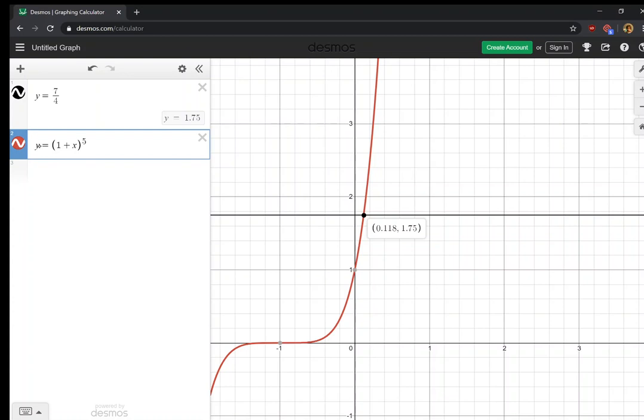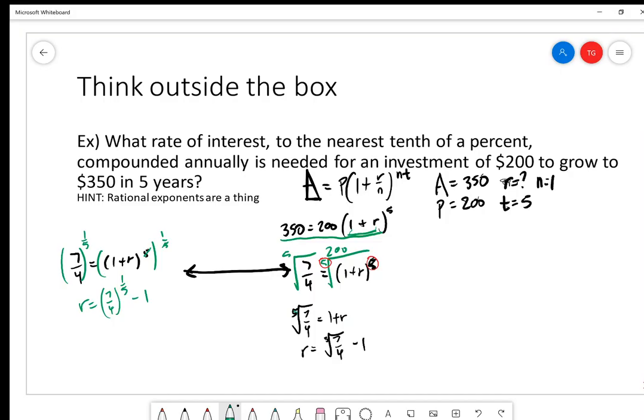So basically what we did there was we thought, okay, if I have this statement right here, I could say y equals 7/4 and y equals (1 plus r) to the fifth. And since I know they're equal, that means wherever these two intersect is the answer. So that's another way to kind of think of this problem. Let's look at another one real quick.